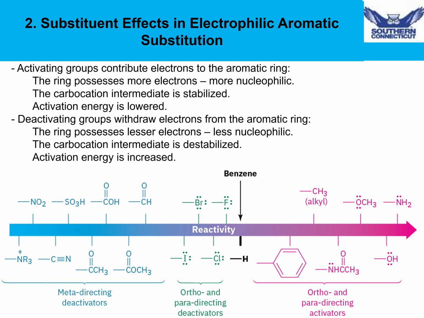Deactivating groups, which are electron withdrawing groups, will do the opposite. They will make the ring less electron rich, which means it will be less nucleophilic. It also means that the carbocation or the sigma complex will be destabilized or higher in energy, which will lead to a higher activation energy for the rate determining step.